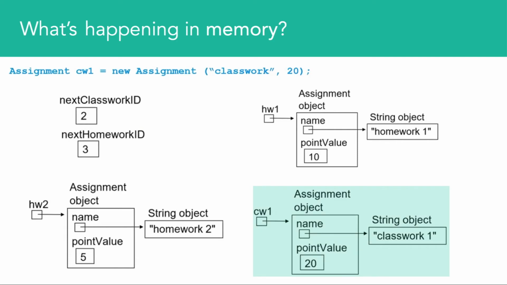CW1 points to an assignment object that has a name that points to the string value classwork1 and a point value that stores the value 20. Now, next classwork ID has incremented and stores the value 2. We now have 3 assignment objects that have their own name and their own point values, but the next classwork ID and next homework ID only exist once in memory.